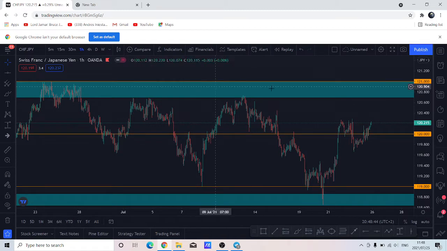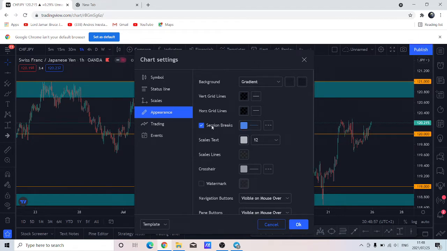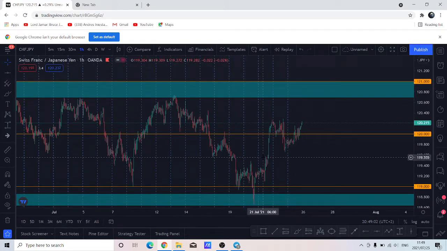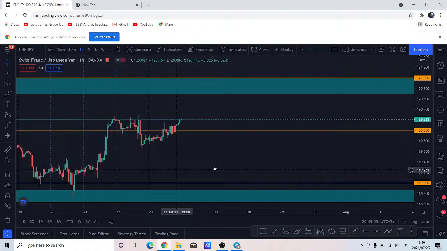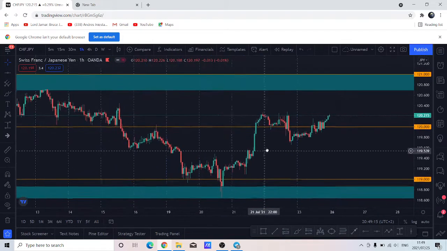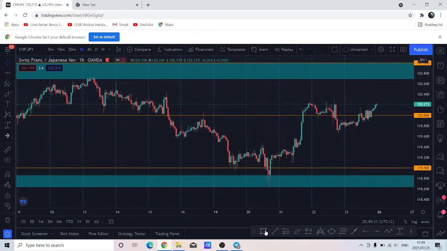Because if you look at this, you can specify the days here. So I'm going to come here to this setting, and then I'm going to click session breaks. This session breaks is going to give me the lines that tell me each and every day. As the market is closed today, this was Friday, meaning that if we count back, this is going to be our Thursday, Wednesday, Tuesday, Monday. So this was our Monday here.